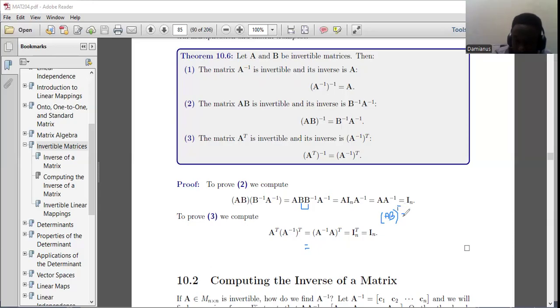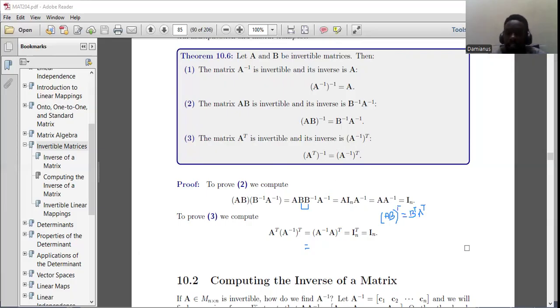this equals B transpose times A transpose. And this is what you're applying here. So A transpose times the transpose of A inverse, you factorize the transpose, they change the order, it becomes A inverse A. And then A inverse times A is the identity, and the transpose of the identity matrix is the identity. So the inverse of A transpose, which we denote by this, equals the transpose of A inverse.